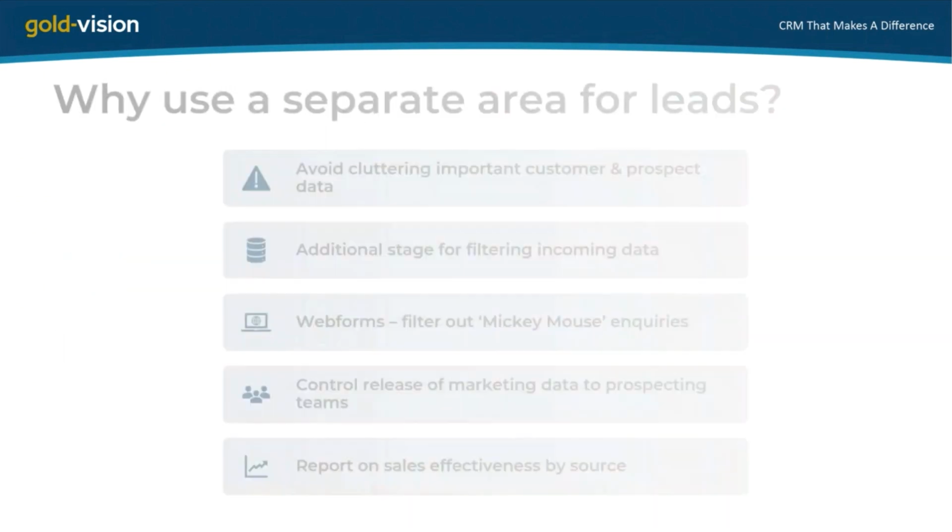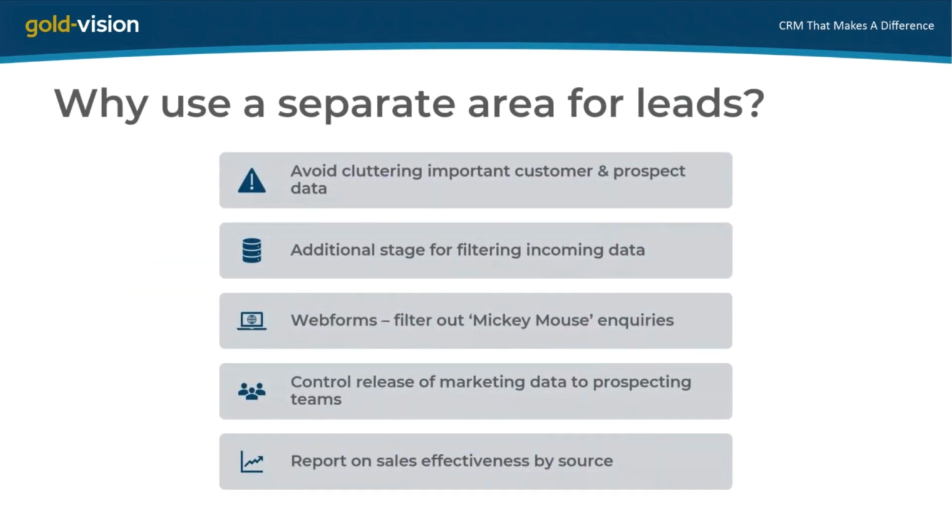So why use a separate area for leads which doesn't link in with your current customer and prospect data? The key reason for that is to save cluttering up that important customer data or live prospects that you're currently working with. Keeping leads separate can provide an additional stage for filtering that data and allowing you to qualify it separately. If you're capturing data, such as leads from web forms, maybe a contact us page, you want to filter out those inquiries where Mickey Mouse, for instance, may have come in as the email address or even the contact.